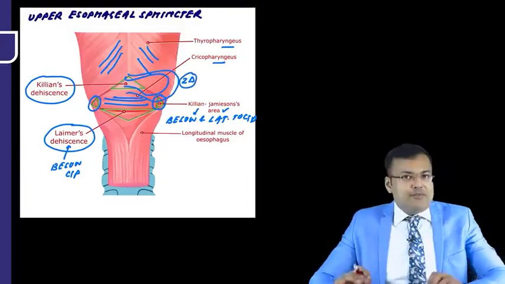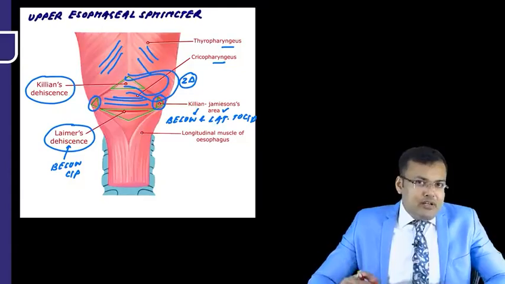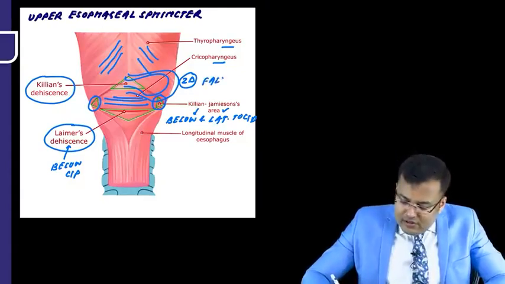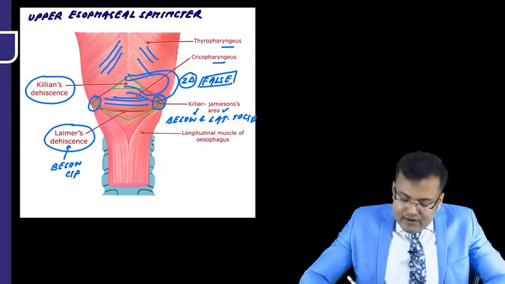So there is herniation of mucosa and submucosa via Killian's dehiscence, that is known as Zenker's diverticulum. Since there is only herniation of mucosa and submucosa, what kind of diverticulum is this? This is false diverticulum. Zenker's diverticulum is the false diverticulum. So in esophagus, what are the diverticulum?